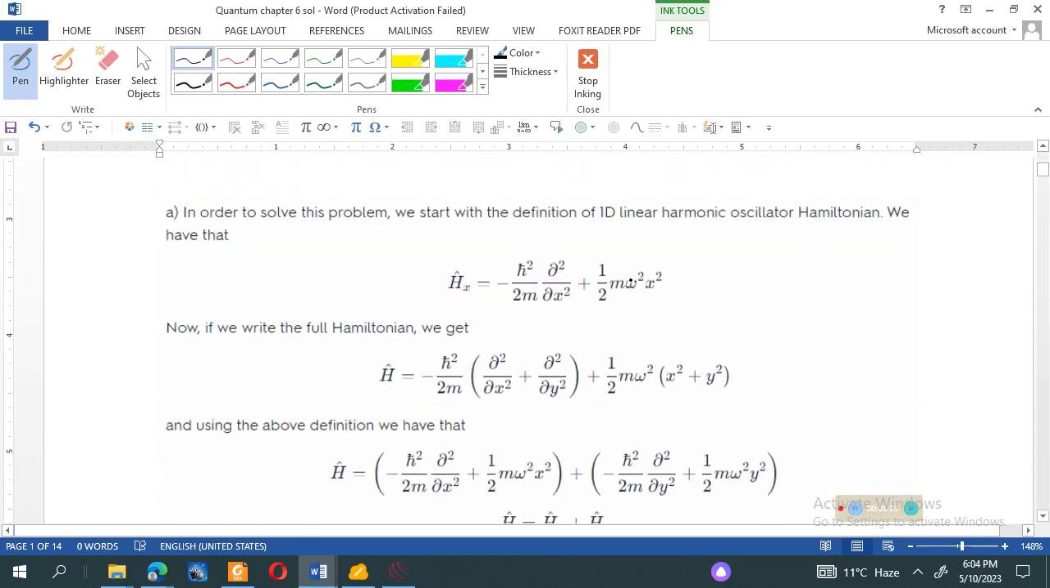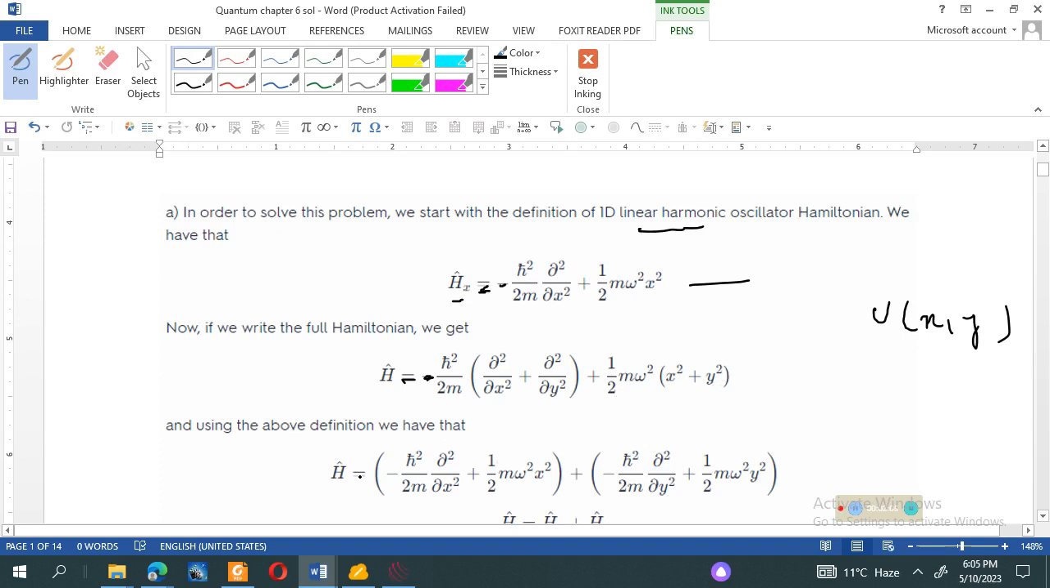In order to solve the problem, we start with the definition of the one-dimensional harmonic Hamiltonian, which is equal to minus h-bar squared over 2m partial squared over partial x squared plus m omega squared over 2 times x squared. This is the Hamiltonian for one dimension. Because we have a two-dimensional potential in x and y, the Hamiltonian is modified as H equals minus h-bar squared over 2m times partial squared over partial x squared plus partial squared over partial y squared, plus m omega squared over 2 times x squared plus y squared.